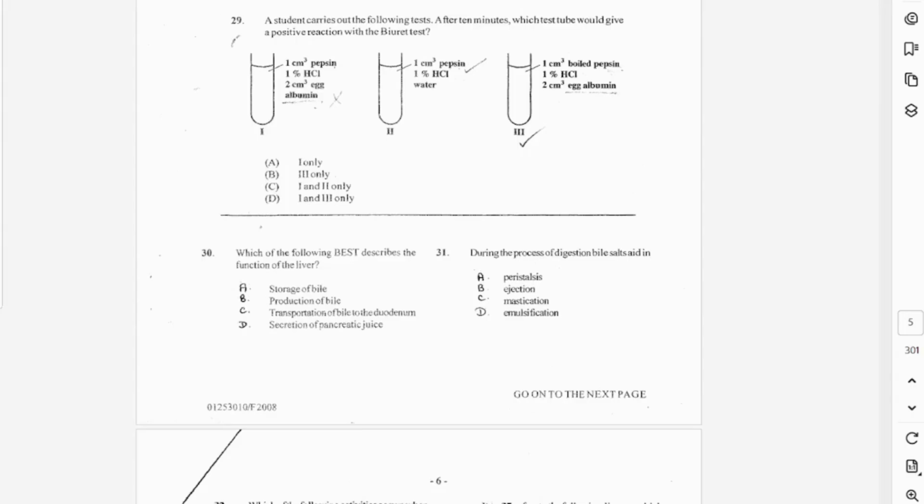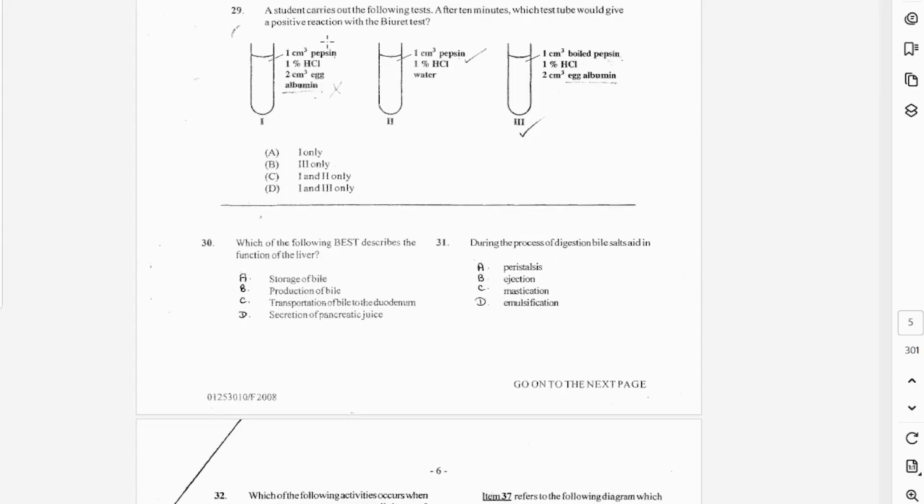Number 29. A student carries out the following tests. So after 10 minutes, which test tube would give a positive reaction with the burette test? So this one required a bit more thinking than the 28 questions that we just did. First you need to remember your food tests. The burette test is a test that is going to verify the presence of proteins.